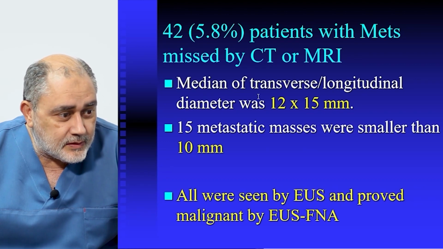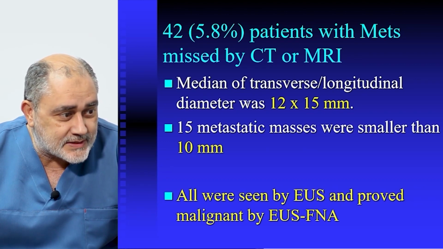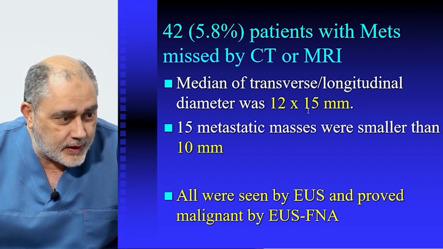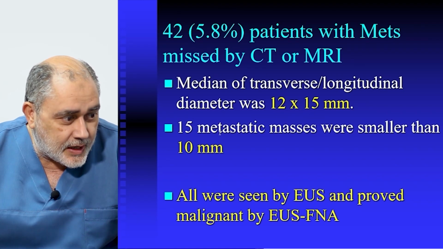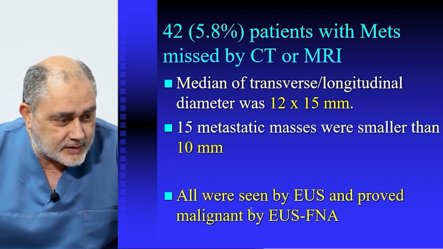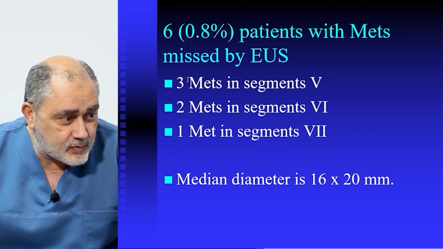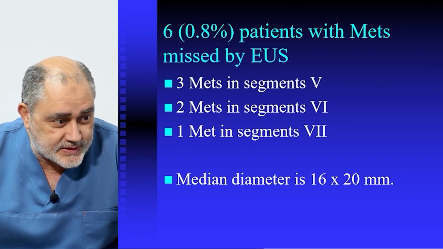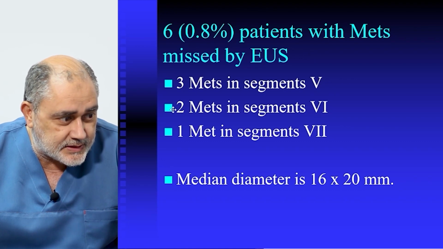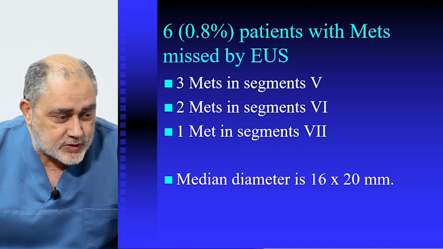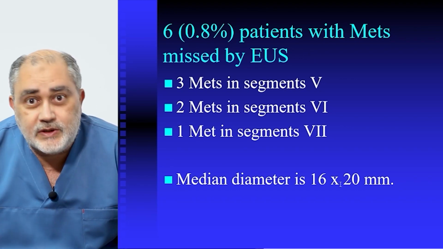The median transverse by longitudinal diameter of the 42 cases missed by CT or MRI was 12 by 15 millimeters. And 15 metastatic masses were smaller than 10 millimeters. All were seen by endoscopic ultrasound and proved malignant by EUS FNA. The 6 cases missed by endoscopic ultrasound were located in the right lobe of the liver, segment 5 in 3 cases, segment 6 in 2 cases, and segment 7 in 1 case. And the median diameter was not small; it is about 16 by 20 millimeters.